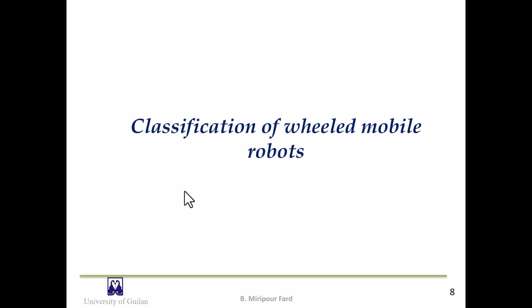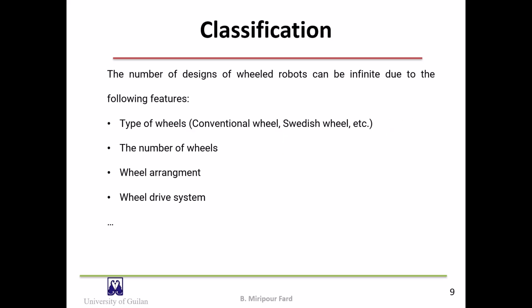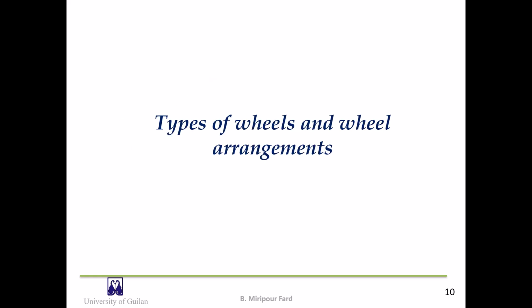A classification of wheeled mobile robots. The number of designs of wheeled robots can be infinite due to the following features: type of wheels, for example, conventional wheel, mecanum or Swedish wheel, omnidirectional wheel, and etc. The number of wheels, wheel arrangement, and wheel drive system.